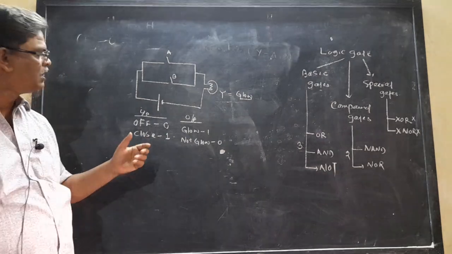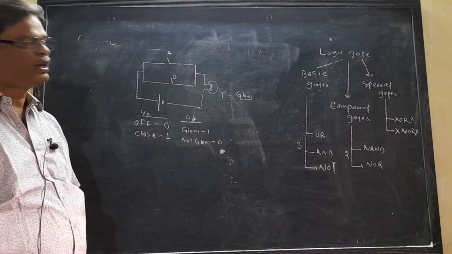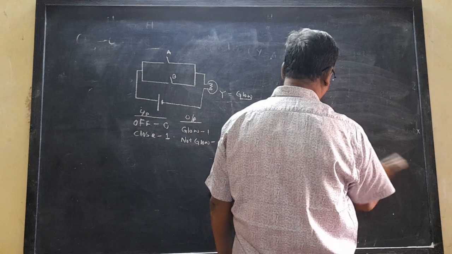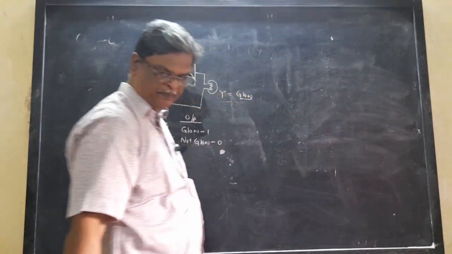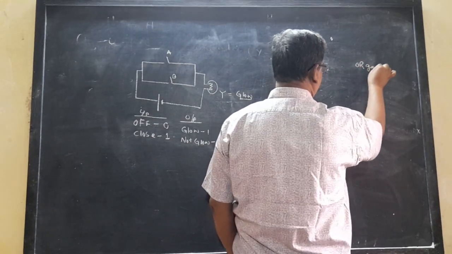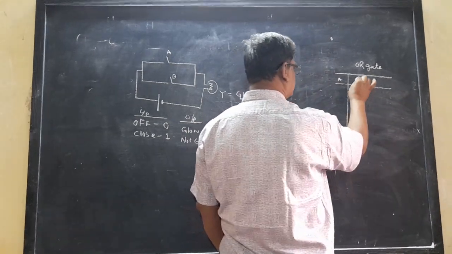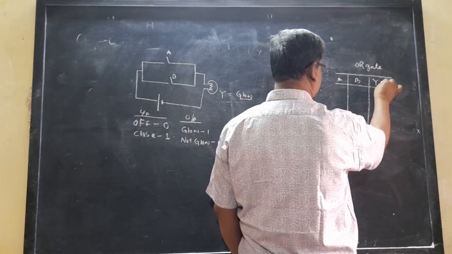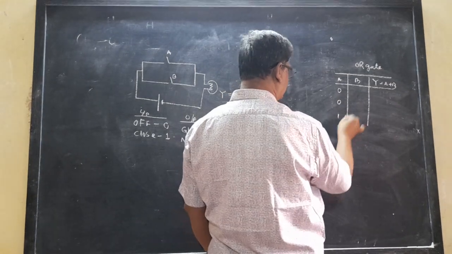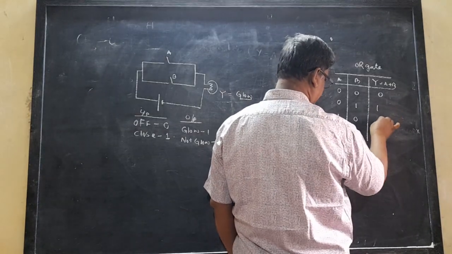Now let us see how this circuit is equivalent to an OR gate. In the case of an OR gate, we know the truth table: suppose this is A, this is B, and the output Y is equal to A plus B. For inputs 0 0, 0 1, 1 0, 1 1, the output is 0 only for 0 0, and 1 in all other cases. Clear?